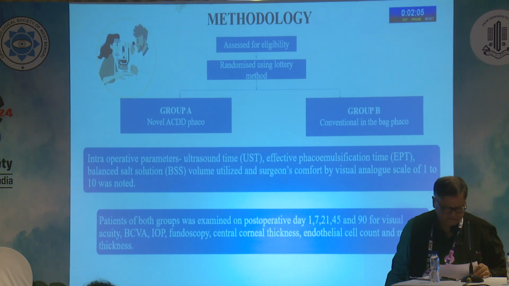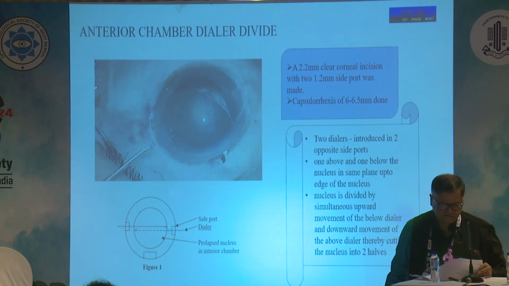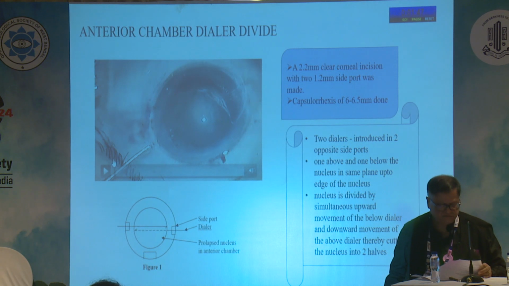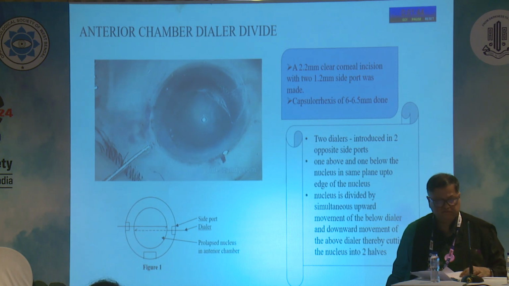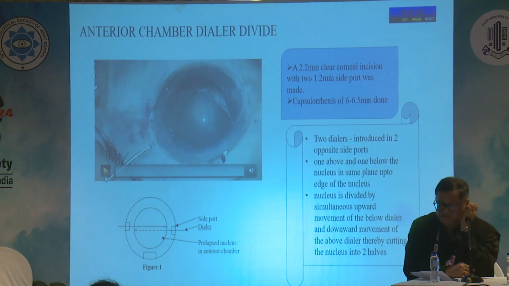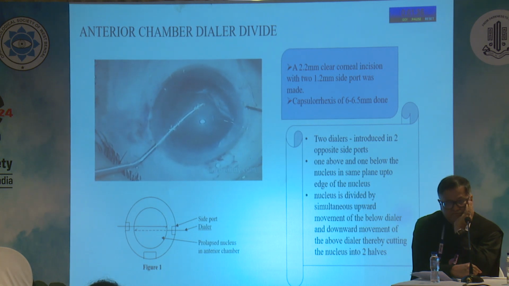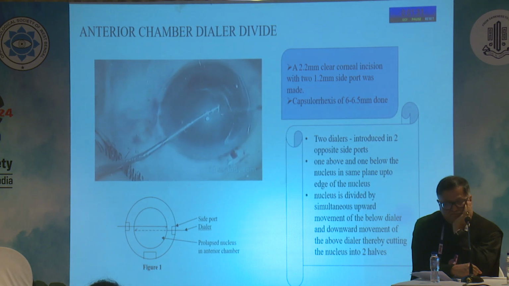Intraoperative parameters like ultrasound time, effective phaco time, BSS volume utilized, and surgeon's comfort were all analyzed, and follow-up was done for 3 months. About the technique per se, a 2.2 mm clear corneal incision with a 1.2 mm side port was made, and a capsulorhexis of 6 to 6.5 mm was done. Two dialers were introduced through 2 opposite side ports, one above and one below the nucleus in the same plane up to the edge of the nucleus, and the nucleus is divided by simultaneous upward movement of the lower dialer and downward movement of the upper dialer, thereby cutting the nucleus into 2 halves.